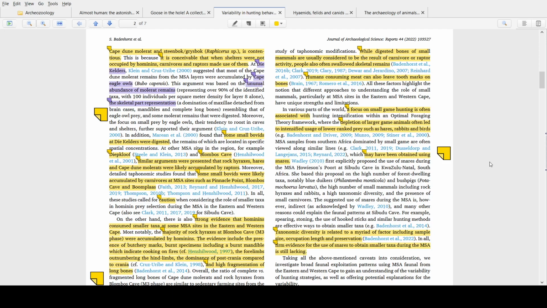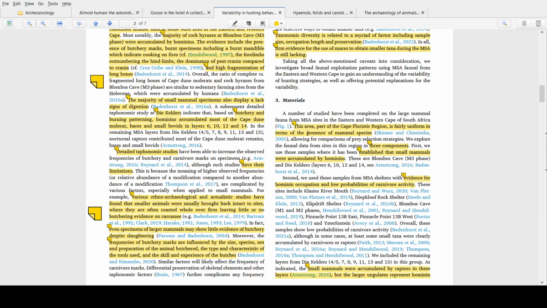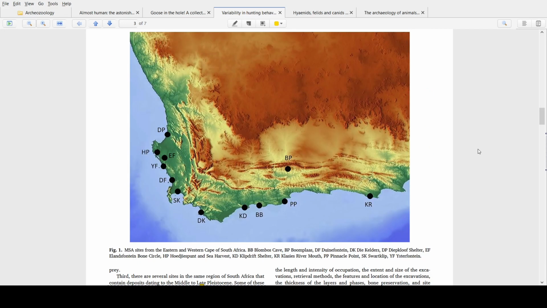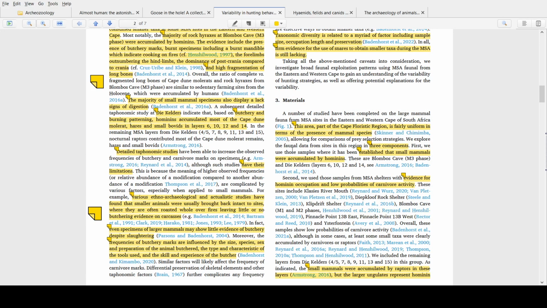A good example of highlighting is somewhere here. There's always one key sentence, one key phrase that starts the discussion, and you have to highlight that. In this case, it's here: "We explore the faunal data from sites in this region in three components." So three components is the important thing, and what those three components are is the important thing. That's one, that's two, and that's three. That's all you should highlight. If the highlighting is like this, and you keep all the examples unhighlighted, that is perfect.